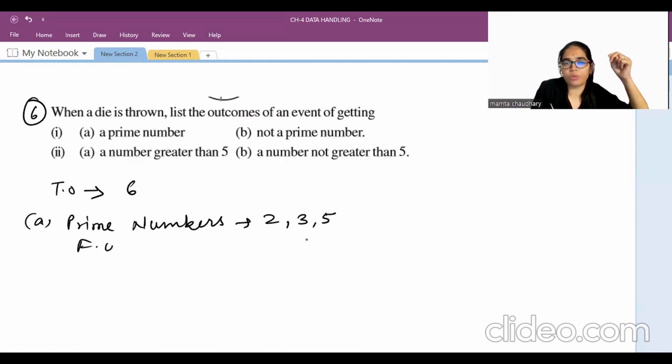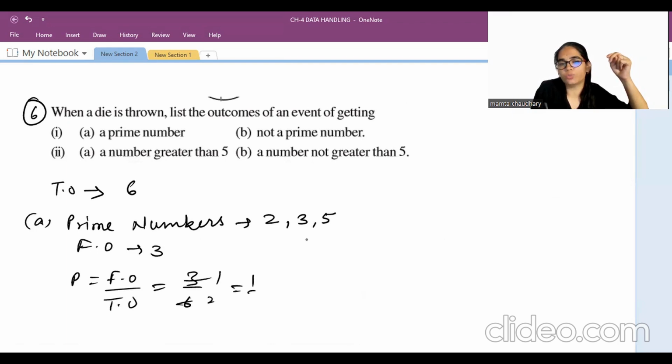So how many favorable outcomes? There are 3 favorable outcomes. So probability will be favorable outcomes upon total outcomes. 3 by 6, which is 1 by 2. Clear? Okay, good. Now B, not a prime number.